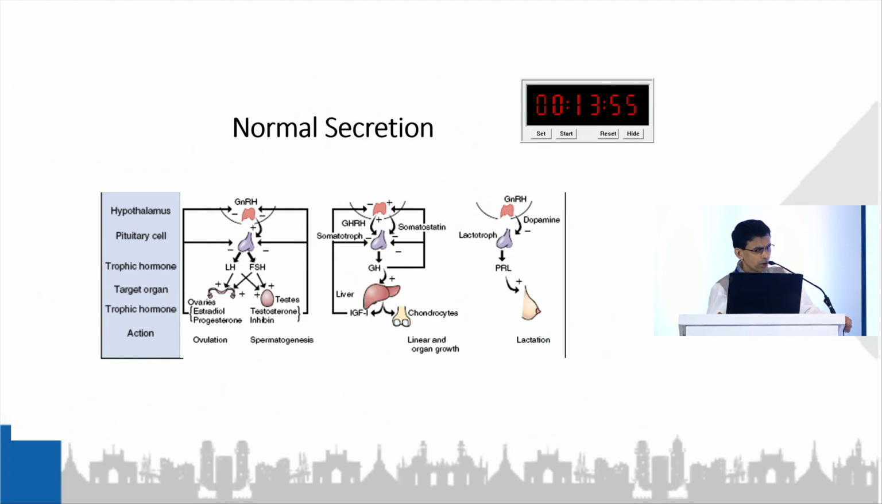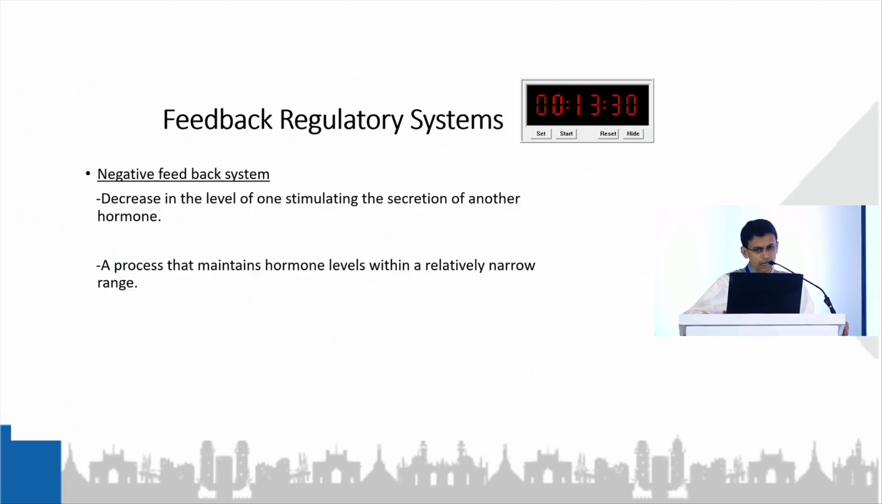Same thing with the gonadotropes. Gonadotropes are under the control of GnRH, and they will in turn stimulate the secretion of estradiol or testosterone. And prolactin is under the inhibitory control of dopamine. The GHRH from the hypothalamus stimulates somatotropes to secrete growth hormone, and growth hormone will in turn stimulate the secretion of IGF-1 or somatomedins from the liver.